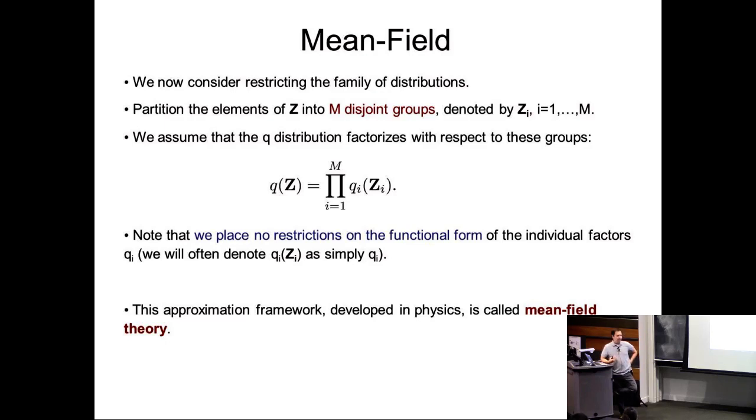In the case of deep belief networks and deep Boltzmann machines, when you do mean field approximation, you're basically saying each variable is in its own group. So our posterior is just going to be a product over all the hidden units, and they're all going to be independent of each other. We place no restrictions on the functional form of individual factors. We're often going to denote Q simply as the Q_i's. So we're not going to say these Q_i's are Bernoullis, or Gaussians, or Poisson. We're just going to say our approximate posterior is factorizing into these individual Q's. And this approximation framework is called mean field theory.